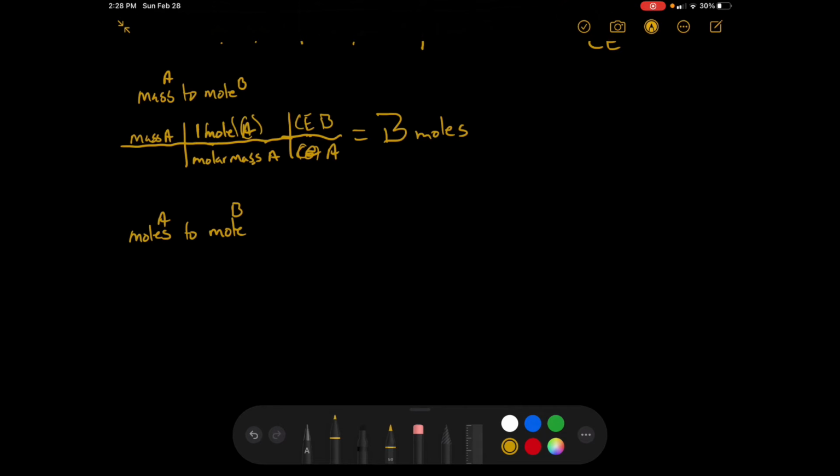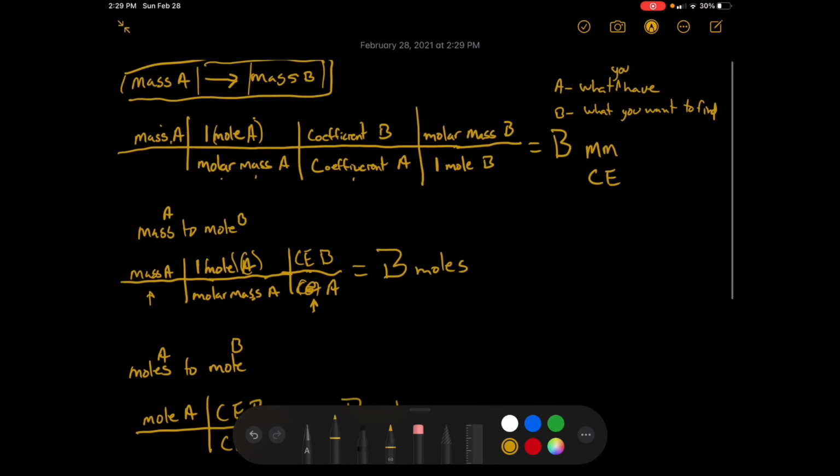Remember, A is what you have, B is what you want. So say you're given moles A, you put your moles A on top, do your T-chart. Since we don't have to do this mass step right here, then all we do is jump to this step and put our coefficients in. So this is going to be coefficient A, and you are going to go to coefficient B, okay? And that's going to give you your answer for B moles, okay? That's moles to moles. That is super, super easy. Mass to mass is the longest one.